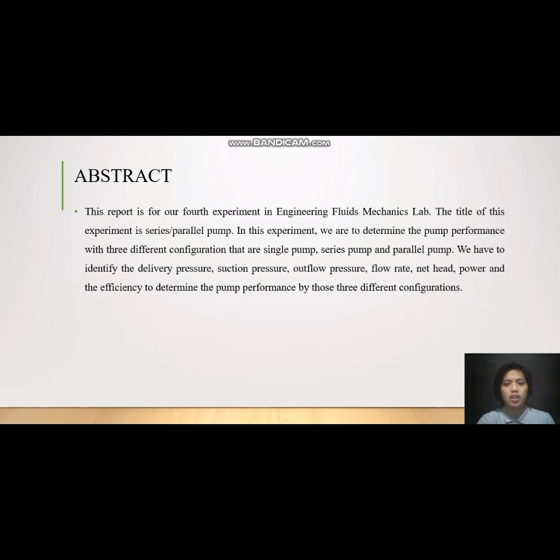So, as per the abstract, this report is for our fourth experiment in engineering fluid mechanics lab. The title for this experiment is series of parallel pumps.